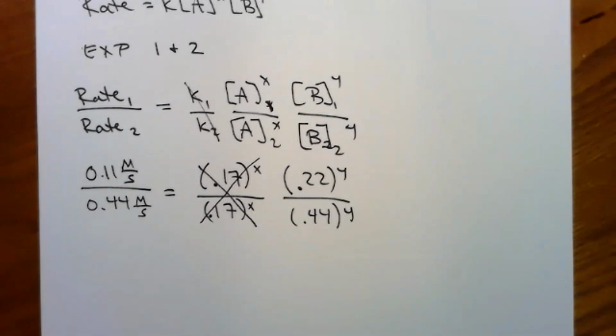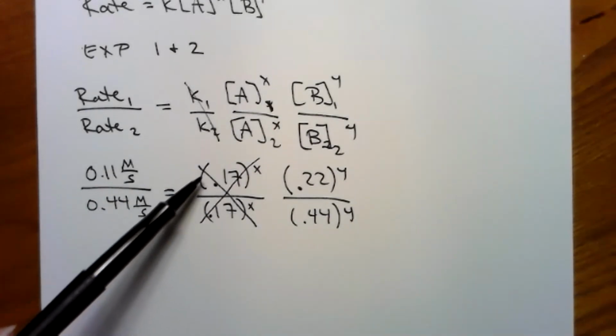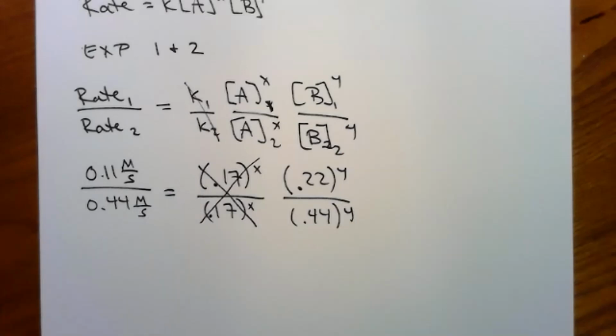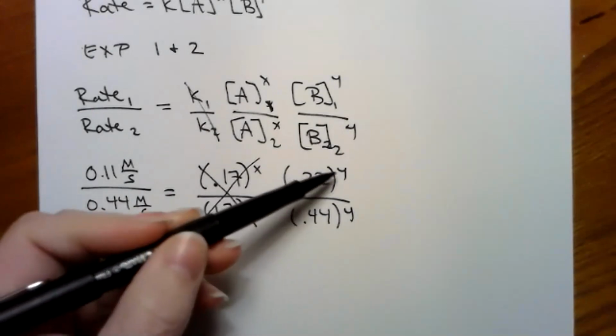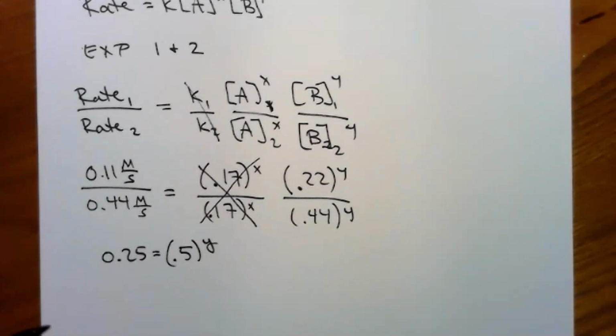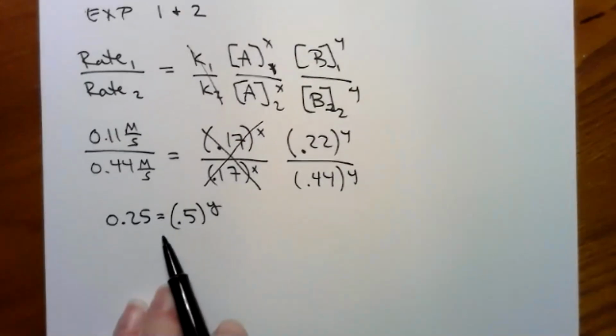Could I have picked experiment 1 and 3 to compare? Absolutely. Could I have picked experiment 2 and 3 to compare? Absolutely. But you need to pick at least one pair that's the same, so that you can cancel out something because it equals 1. So that simplifies to 0.25 is equal to 0.5 to the y. If I'm dividing here, 0.22 divided by 0.44, when you divide two numbers that are raised to the same power, you can do that. So how do I solve this?